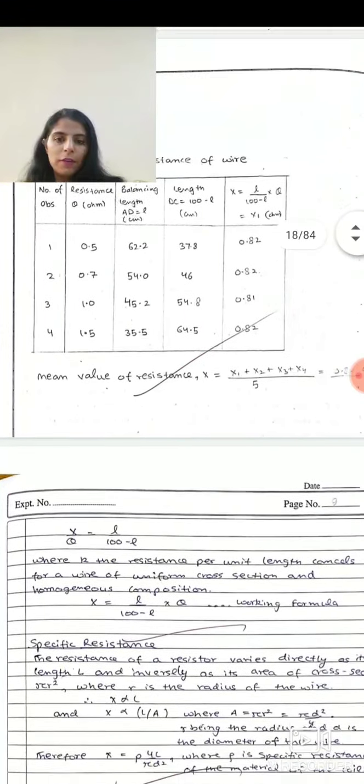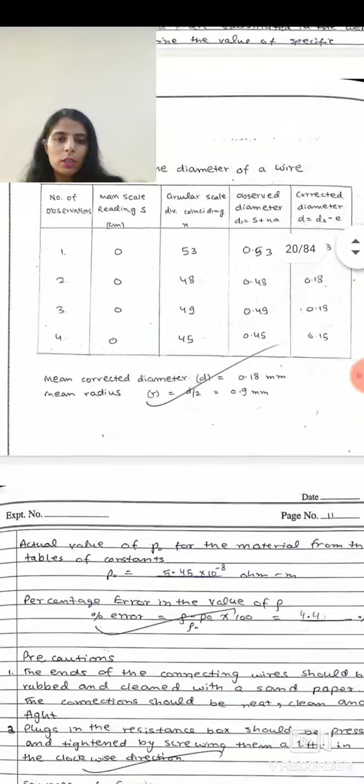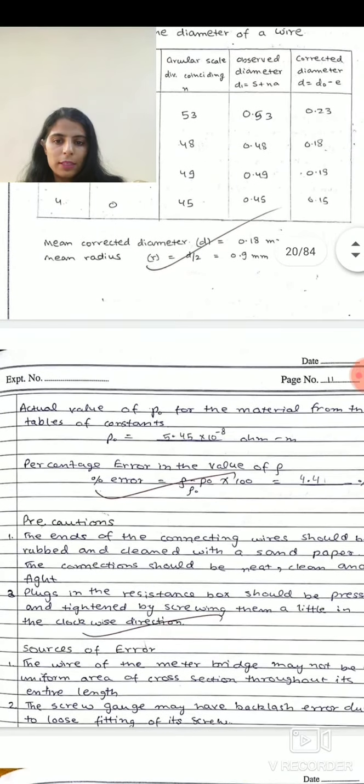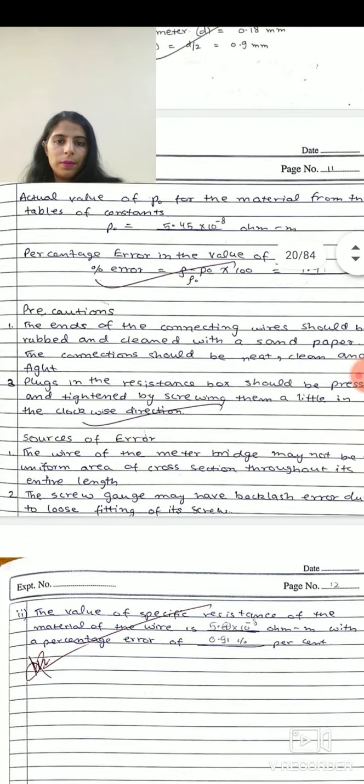Observation tables on the left hand side. Then theory on the right hand side. Observations for the diameter of a wire on the left hand side. Then precautions, sources of error.